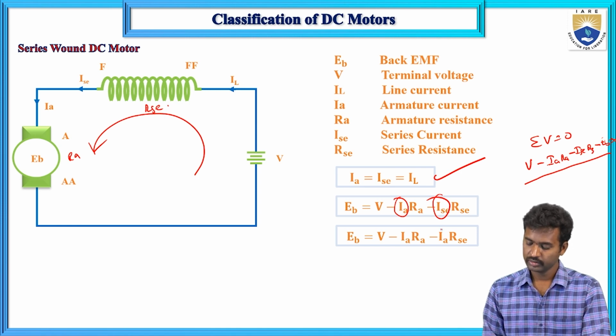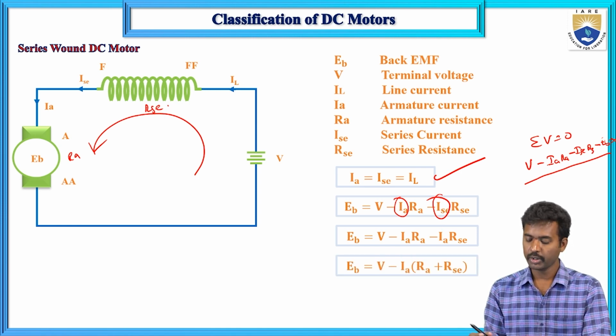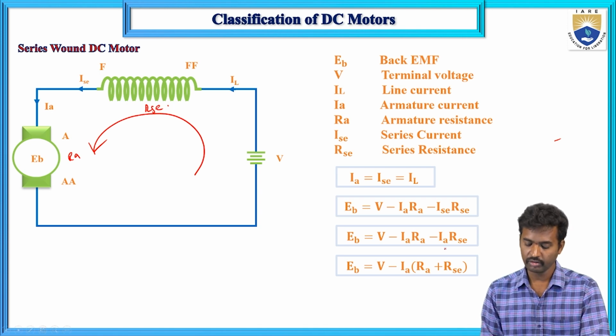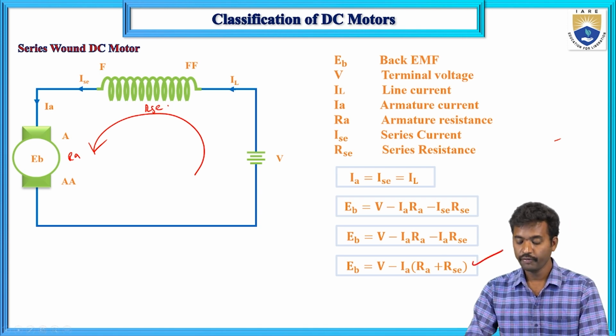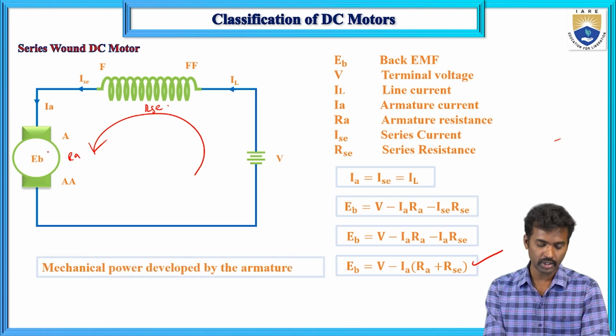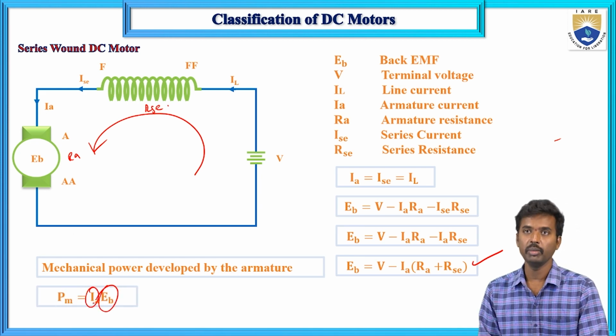Here IA is a common term, since IA equals I series. The final equation is EB equals V minus IA times (RA plus R series). The mechanical power developed by the armature is PM equals IA into EB.